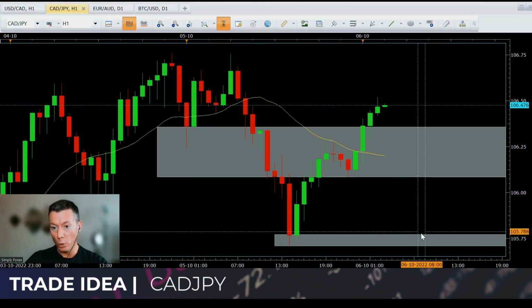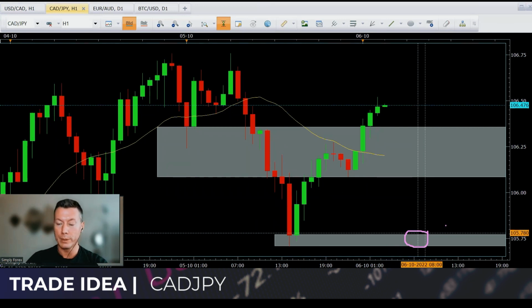Price could come all the way back down to here. I don't expect it to be honest with you, but it could. Then we want to see a bullish reaction. Okay, we can get into the trade. I would close 80% of the trade at this last grey zone here, and then leave 20% to run.